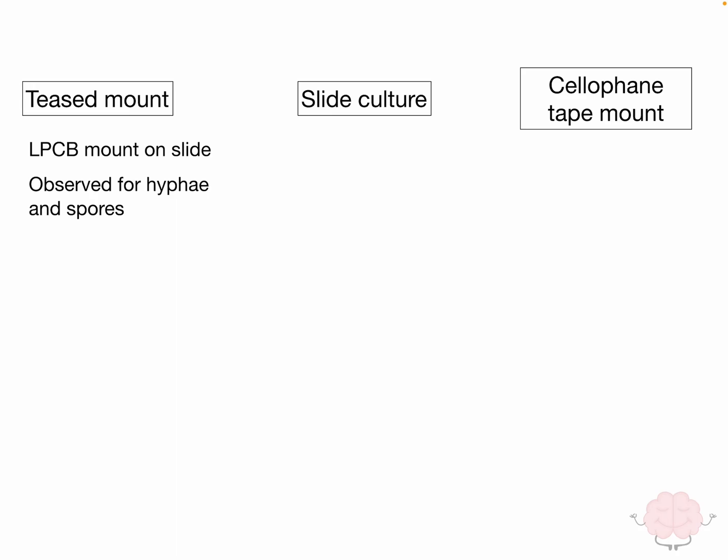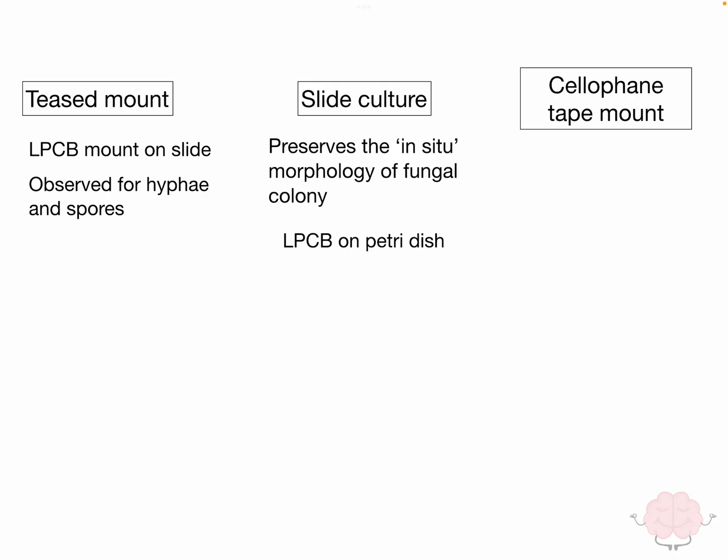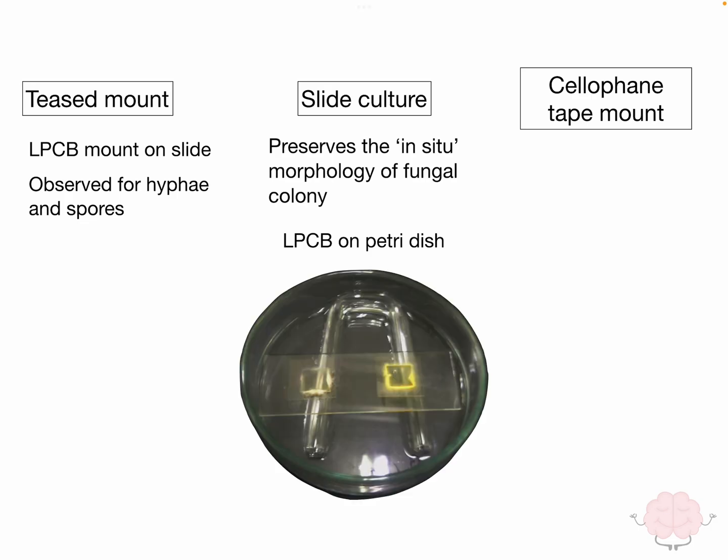In case of slide culture, this has an extra edge over Teased-Mount, but it's quite a tedious process. The extra edge is that it preserves the in situ morphology of the fungal colony. In Teased-Mount we take the fungal sample from the culture using a probe or loop, but in slide culture, we are not disturbing the colony. We are creating the LPCB mount over the petri dish only, so the morphology of the fungal colony remains intact, right? As you can see, this is the slide culture.